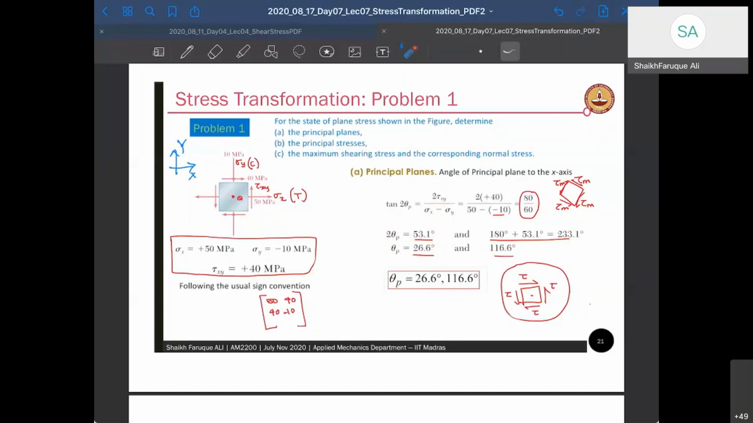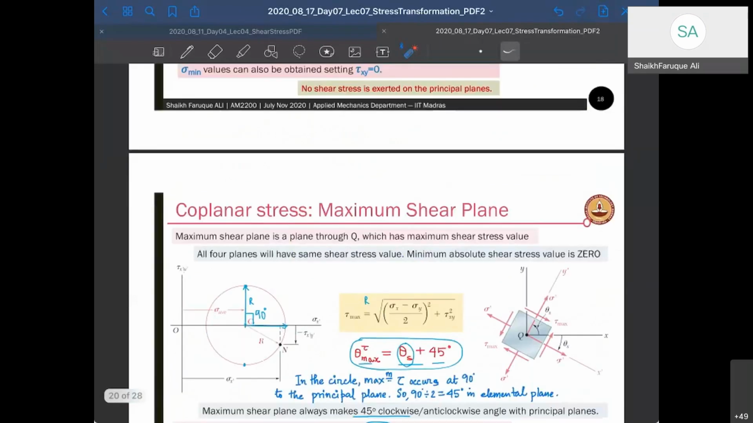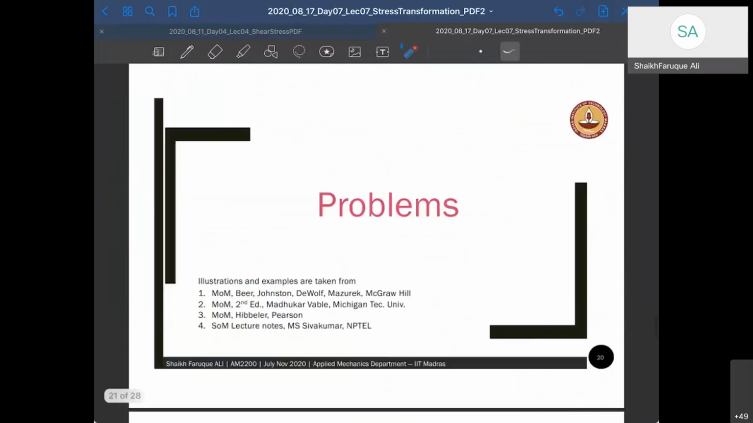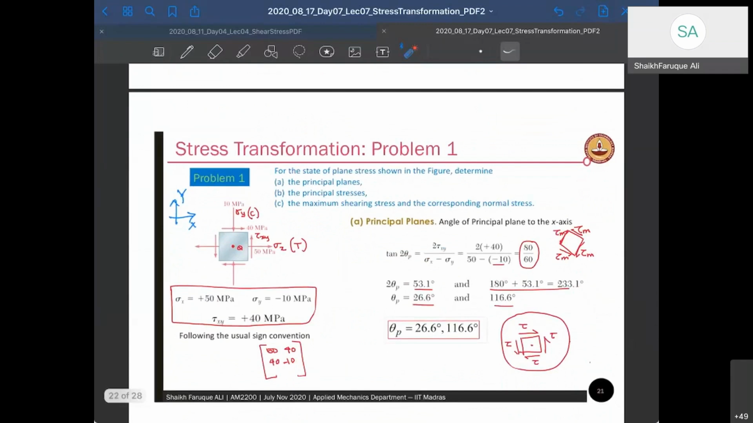Now there is 2 theta p. Why are there two values of theta p, and why is each one 90 degrees apart? One of them will represent the maximum principal direction, and the other will represent the minimum principal direction. If you see the Mohr circle, they are 180 degrees apart from each other, and if they are 180 degrees apart in the Mohr circle, then in the material plane they will be 90 degrees apart. That's why you get two planes: one is 26 degrees, the other is 116 degrees.